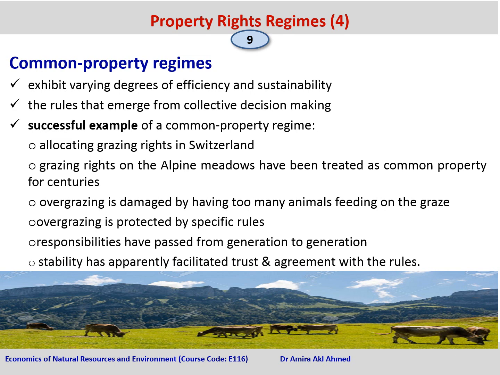One successful example of a common property regime involves the system of allocating grazing rights in Switzerland. Normally, agricultural land is treated as private property, although in Switzerland grazing rights on the alpine meadows have been treated as common property for centuries. Overgrazing is restricted by specific rules agreed by an association of users. These rules limit the amount of livestock permitted on the meadow.